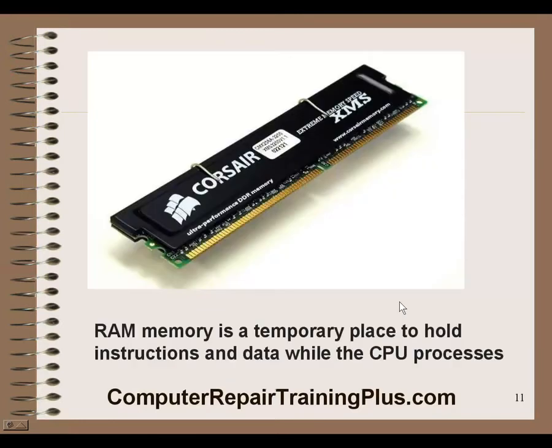basis. Here's an example of a DIMM chip. This is RAM memory. It's a temporary place to hold instructions and data while the CPU processes. You see there's a little slot here. The DIMMs, we have primarily DIMM 2 and DIMM 3 today, or DDR2 and DDR3. And this little slot is in a position so that when you plug this RAM into the slot of the motherboard, you won't be able to put it in unless the slot lines up.